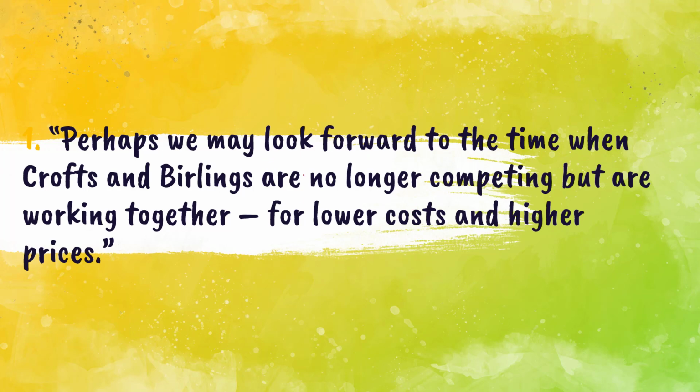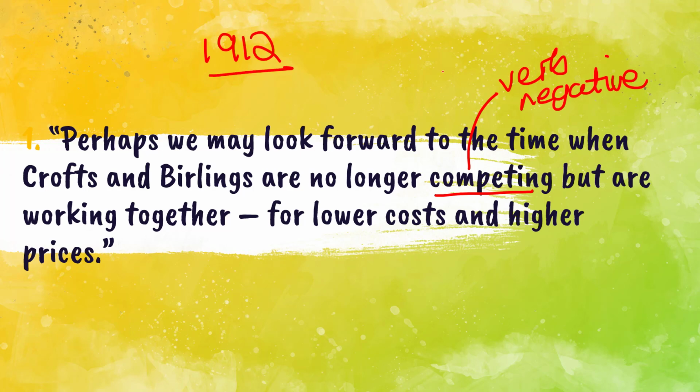I always advise to look at the quote, and a little bit of quote annotation can help you to remember as well. Perhaps you may look forward to the time when Crofts and Birlings are no longer competing. You've got the verb competing there, which is quite negative, all the negative connotations there. It really shouldn't be brought up at the dinner party, particularly in a play set in 1912 and subject to Edwardian era conventions when people are supposed to be polite and helpful and not saying these sort of things. So you've got the negative verb competing there as some language you could focus in on.